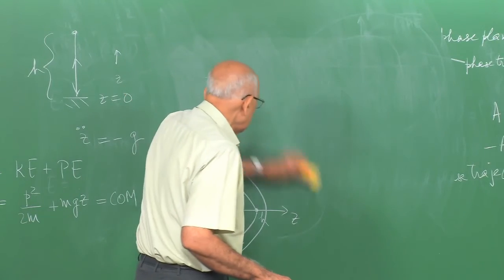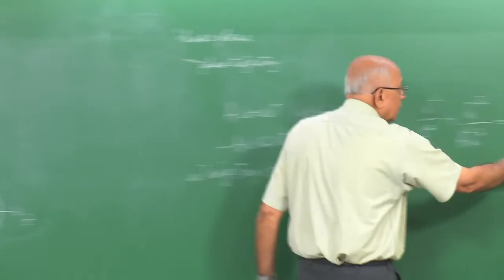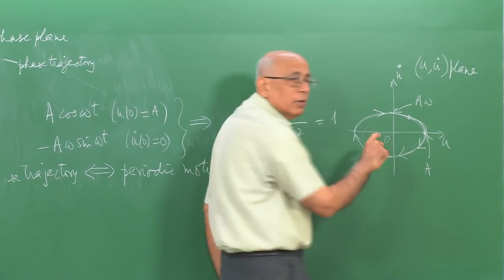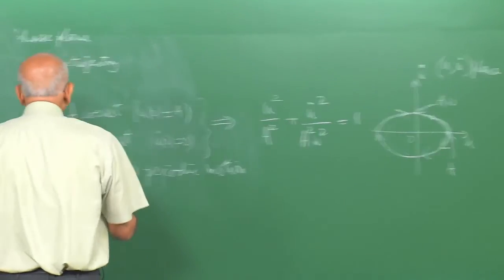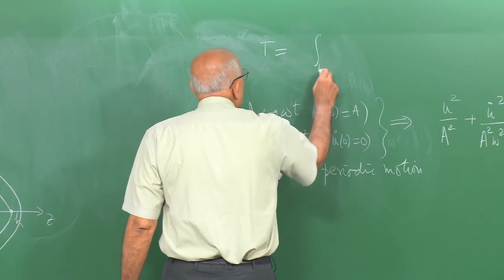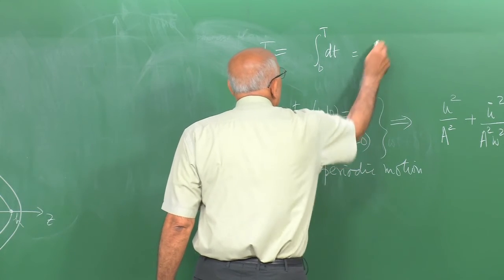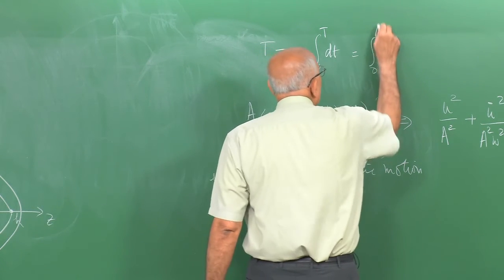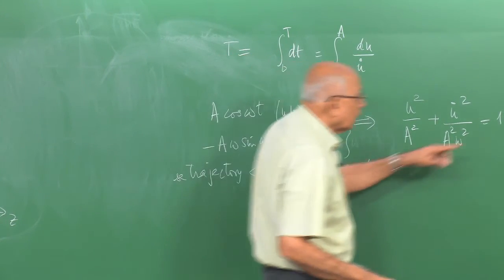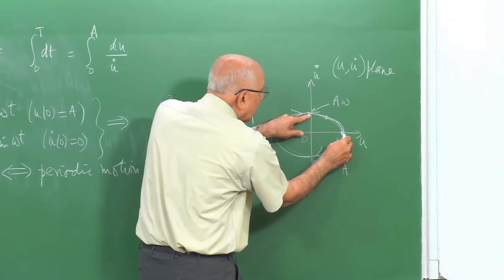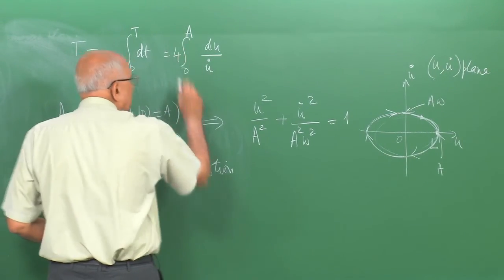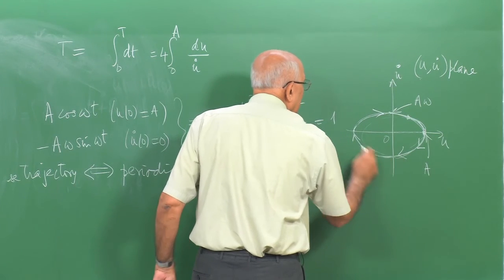For instance, in a problem like this, it is clear by symmetry that the time taken to go from here to here is the same for each of the quadrants, and therefore the time period for this motion T should be equal to the integral from 0 to T of dt, which can be written as the integral from 0 to an amplitude of du over u dot by definition. So that corresponds to starting here and going all the way up here for u dot positive, and this is 4 times that because it is equal to this time plus this time plus this time plus this time.